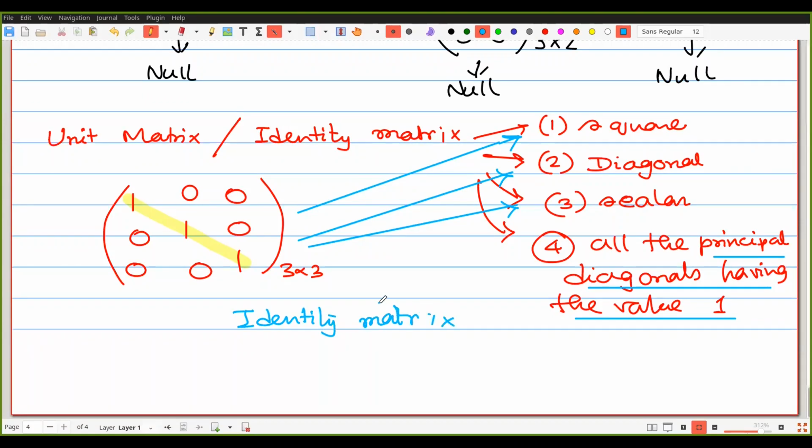And it is written in the form of capital I, and according to its order, the order is written below as an index. So that is an identity matrix of order 3. Suppose we have 1 1 0 0, so we may write it as I2. Suppose only one, the leading element, is present, we call it I1 or simply I.